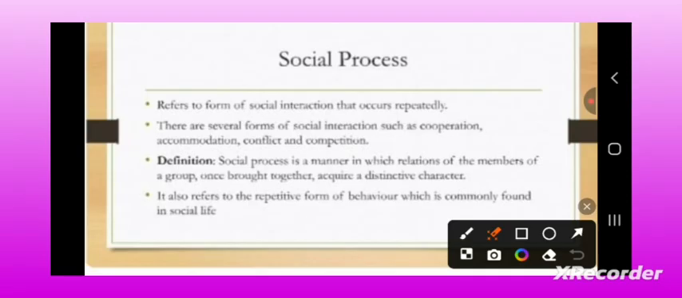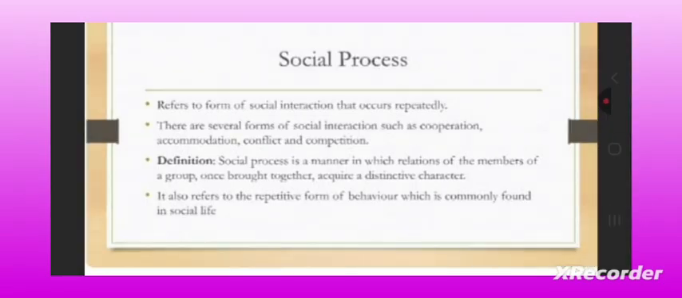So it refers to the form of social interaction. There are several forms of social interaction: cooperation, accommodation, conflict, competition. It's a process. Social process is a consensus in which relationships of the members of a group once brought together acquire a distinctive character. It also refers to repetitive forms of behavior.